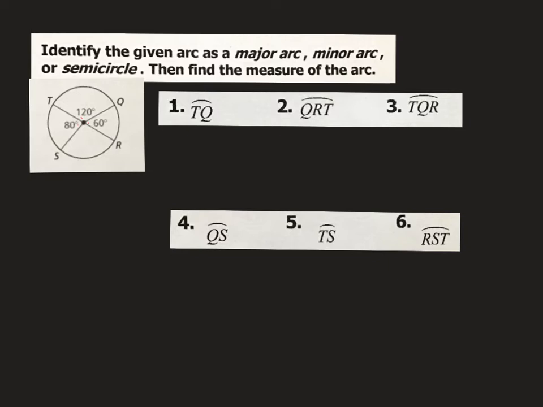So total there has to be 360. If I subtract those 3 from 360, I'm left with 100 degrees, which is going to be this missing angle. And remember, my arcs are the same as those central angles. So when I'm looking for the arc TQ here, that central angle is 120 degrees, which means that arc is also 120 degrees. And since it's less than 180, it's a minor arc.